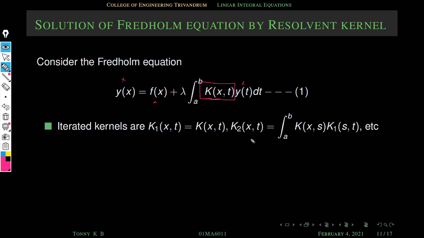Then we iteratively define another one, k2. K2 is defined using k1, because k2 of x,t is defined like this: integral a to b k(x,s), where we are replacing t by s in k(x,t), into k1 of s,t, where we are replacing x by s in k1, dt. In the case of k2, we know that k1 is the same as k itself.